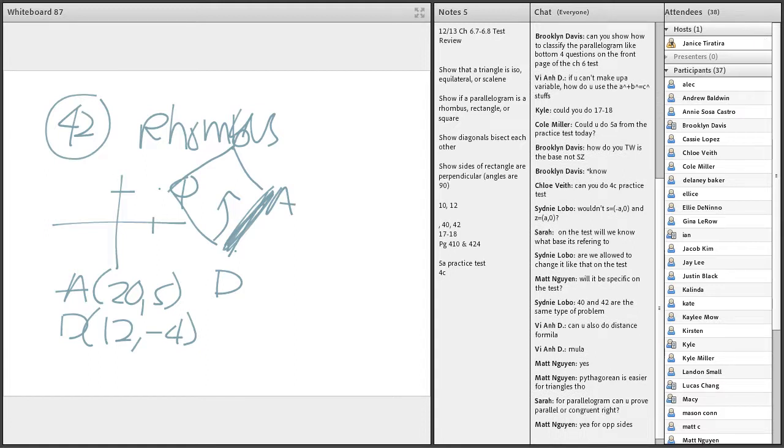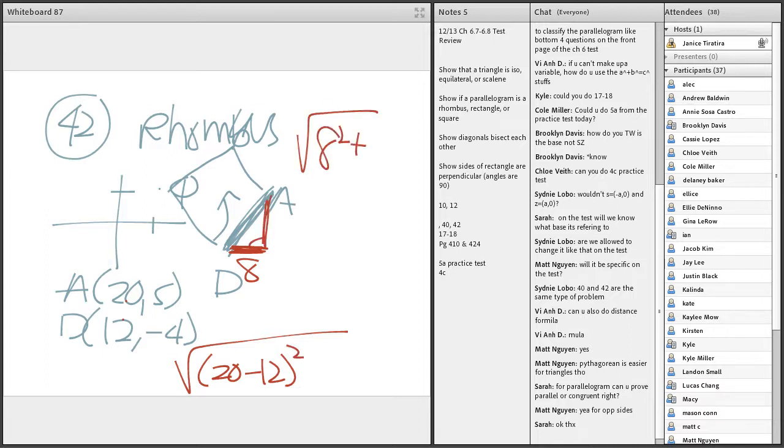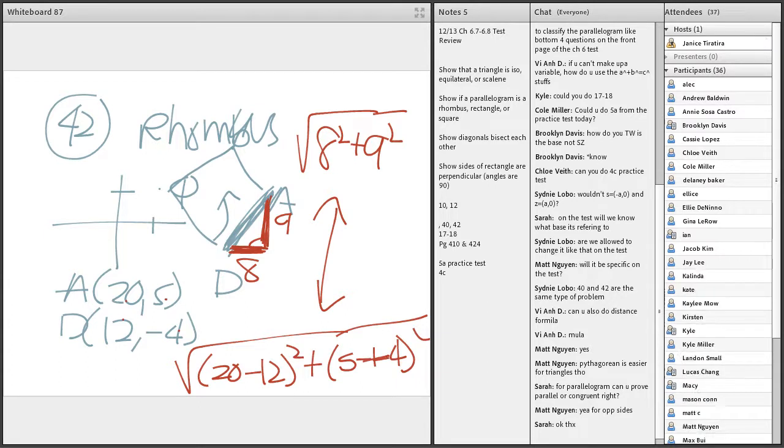In Tirotera's class, what we did was find this horizontal distance. Between 12 and 20, that's 8 units. If you don't like that, you can definitely do 20 minus 12 squared, but you'll end up getting the same. And in Tirotera's class, we made this a right triangle, so we're using the Pythagorean theorem. What's the vertical distance between 5 and -4? That's 9 units. But if you're not familiar with that, you can do the distance formula, 5 minus -4, which turns into positive, and you'll end up getting the same thing. So 64 plus 81, that is a big number. 64 plus 81 is 145, I believe.